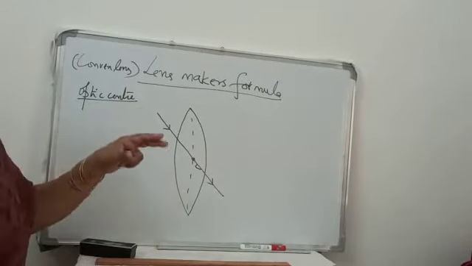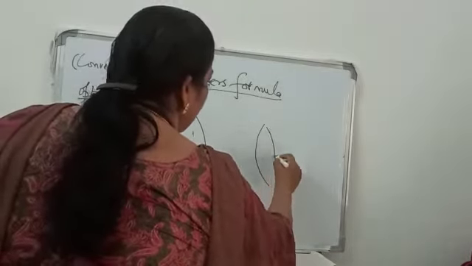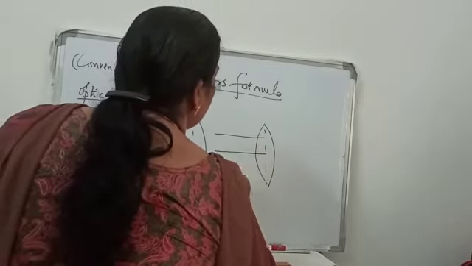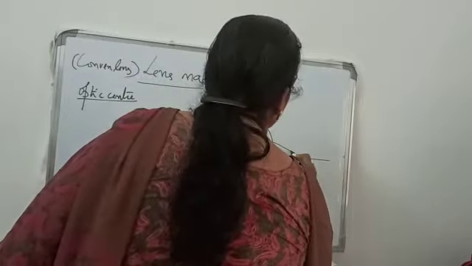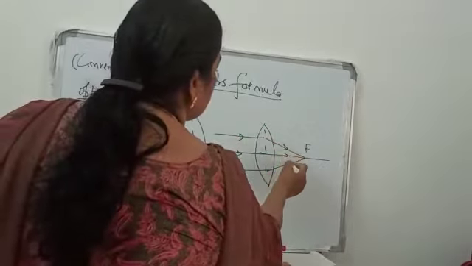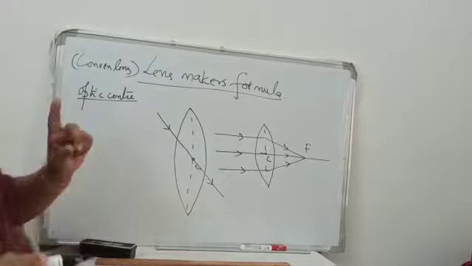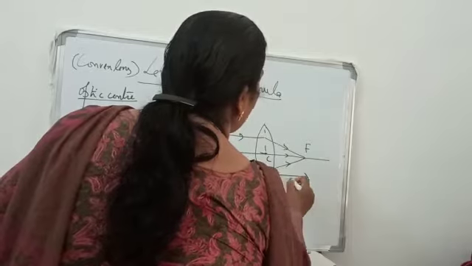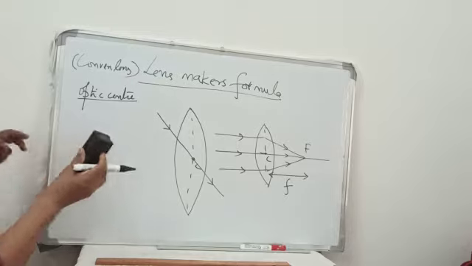The principal focus is the same as we studied for mirrors. Suppose you have a convex lens. Parallel rays of light after refraction from the lens converge at a point on the principal axis, and this point is called the principal focus. This is the optic center. The distance between the optic center and the principal focus is called the focal length, and it is positive for a convex lens.